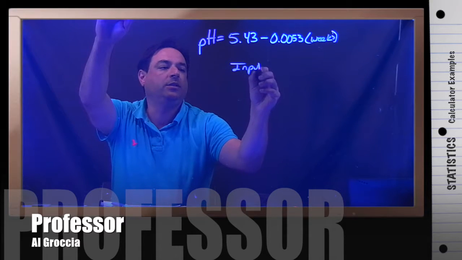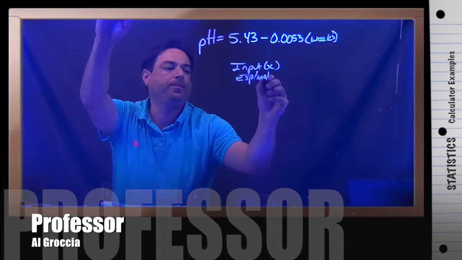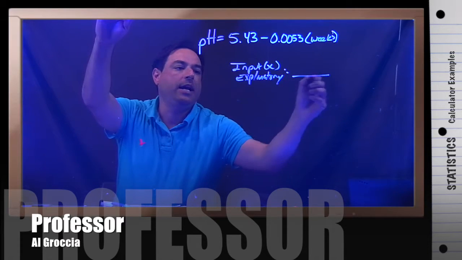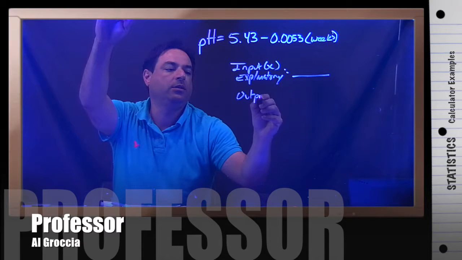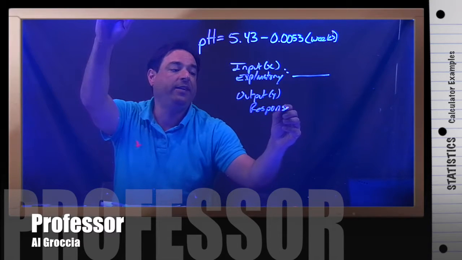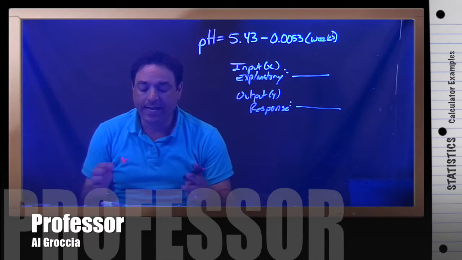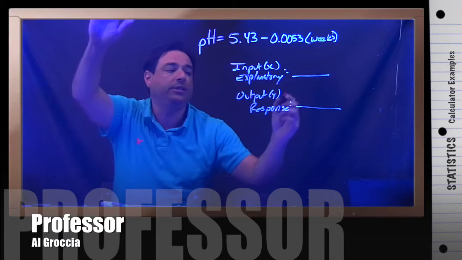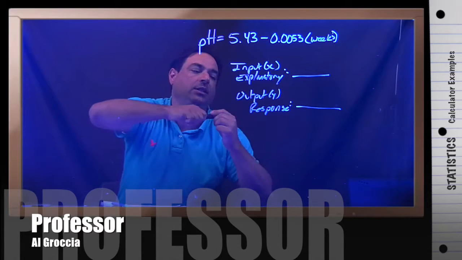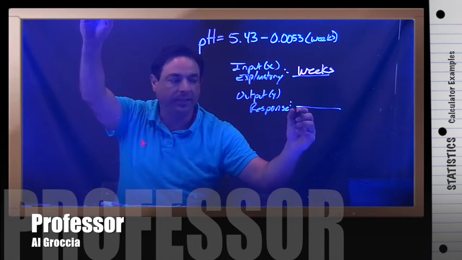our input, our x, also known as our explanatory, and what is our output, our y, our response. Very, very important. Everything's going to go back to this. So, looking at this problem, we're going to realize that our input is weeks. Our input is weeks. Our output is pH.